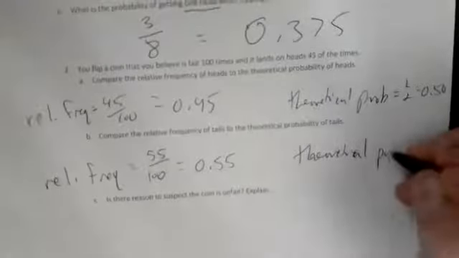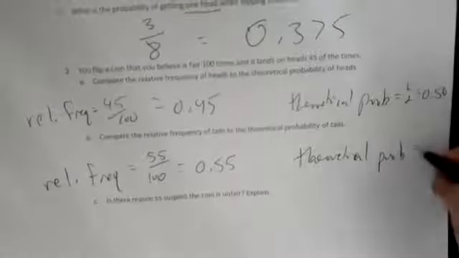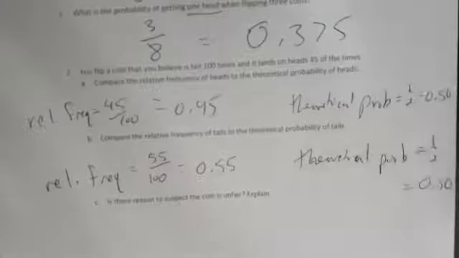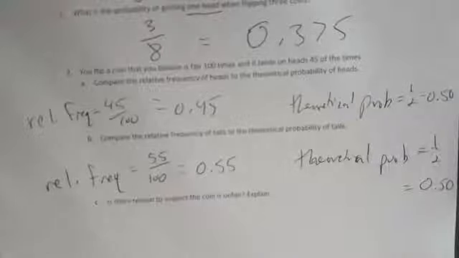And this theoretical probability of, I don't want to give it away too fast, but it's still a half, right? Heads is a half, tails is a half. 50-50 probability. Is there reason to suspect the coin is unfair?